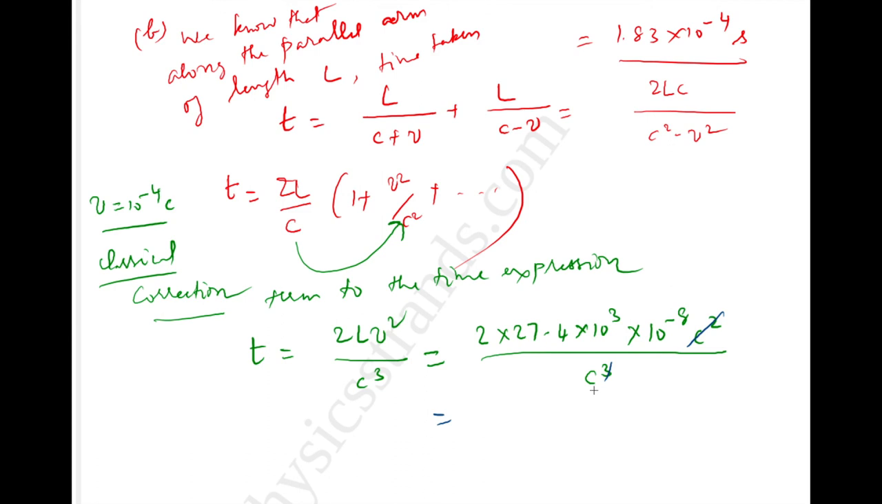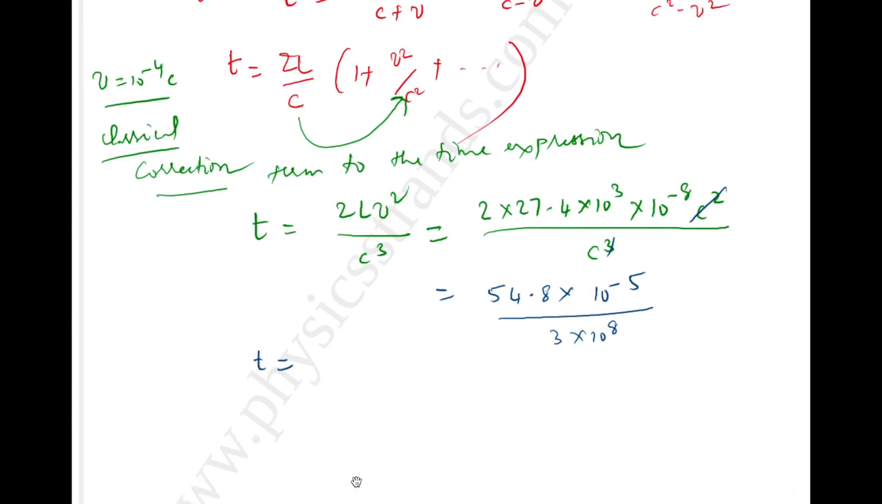If I simplify this further, C is 3 into 10 power 8, right? So I have 54.8 multiplied by 10 power minus 5 on the numerator, and on the denominator, I have 3 into 10 power 8. So the time now is t equal to, this is going to be again roughly 18.3, isn't it? So I say that it is 18.3 multiplied by 10 power minus 13 seconds. That is equal to 1.83 into 10 power minus 12 seconds. So that is the correction term in seconds to the time expression. So we have done that. Right, let's move on to the next problem.